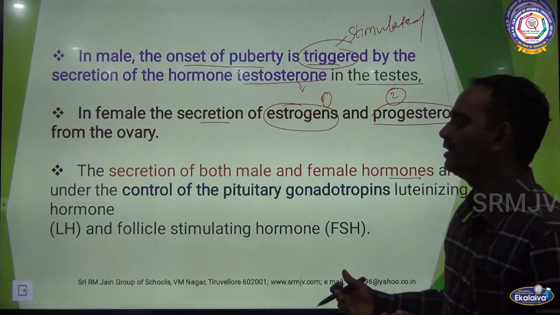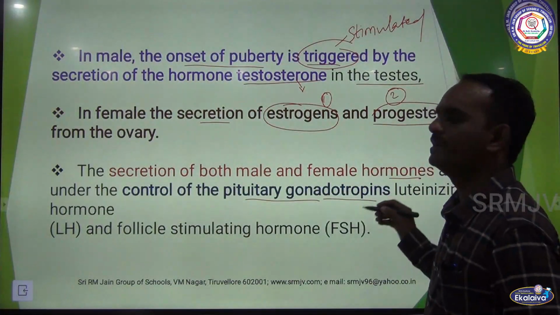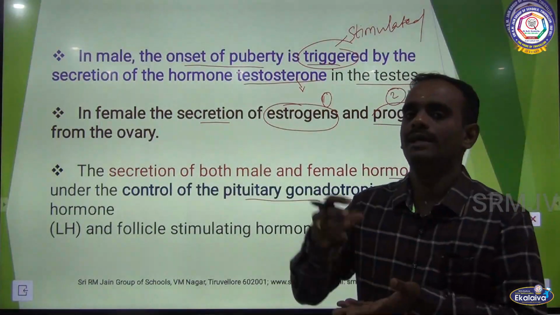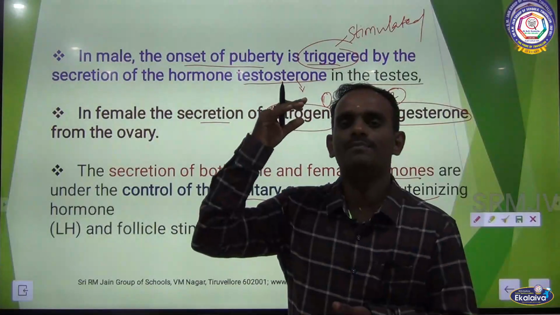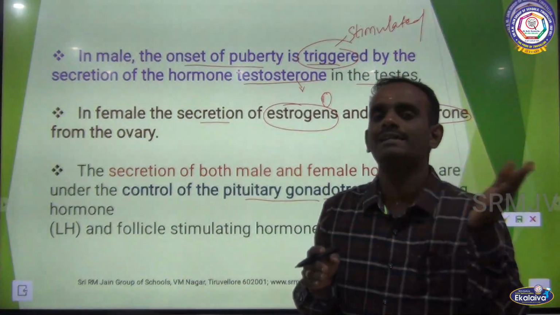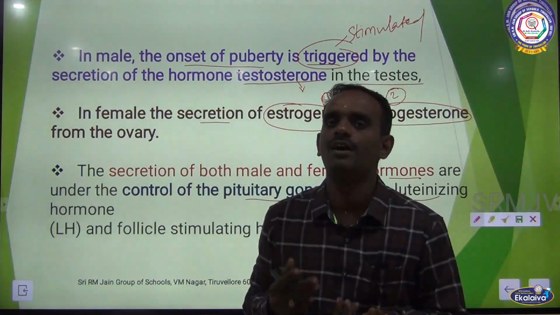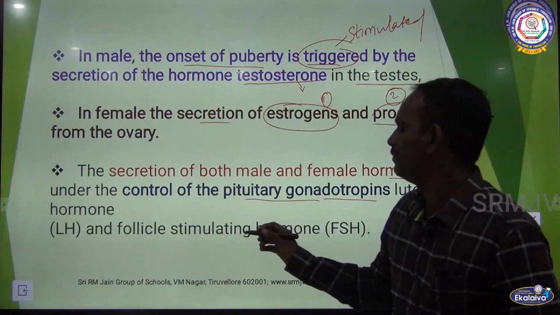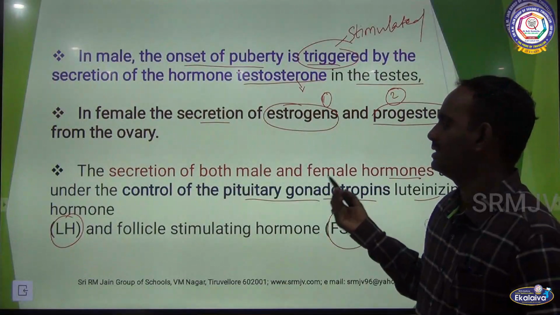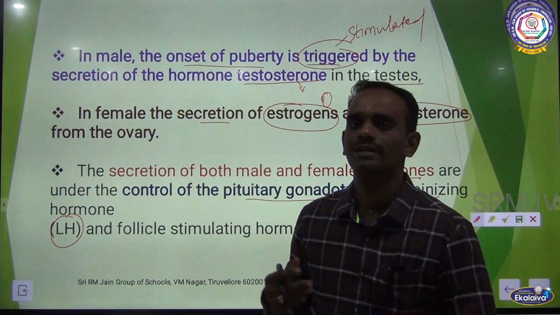All these hormones are under the control of pituitary gonadotropins, that is luteinizing hormone and follicle stimulating hormone. The pituitary gland, which is situated in the hypothalamus region, has two parts, the anterior part and the posterior part. The anterior part of the pituitary secretes 6 major hormones. Among these 6, the follicle stimulating hormone and luteinizing hormone play a vital role in the secretion of testosterone, estrogen and progesterone. Clear children?